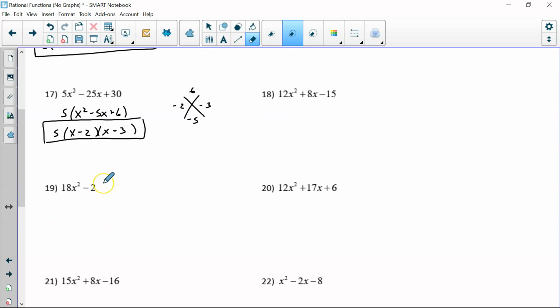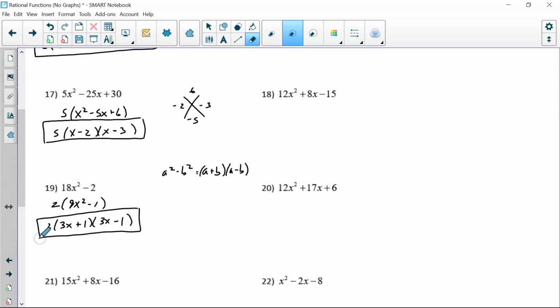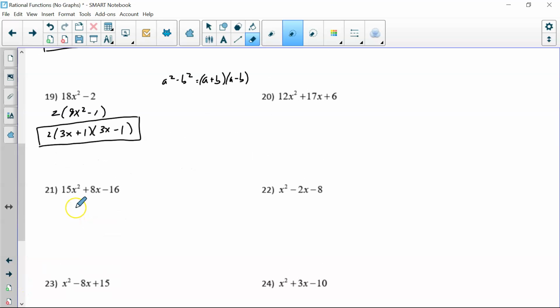Number 19, common factor. We can take out a 2. So we're left with 2 times 9x squared minus 1. Once again, 9x squared is a perfect square. So it's going to be a plus b, a minus b. So it's 2 times. Now, the square root of 9x squared is 3x. The square root of 1 is 1. And then we just put our plus and our minus. And we are factored. There we go. That's why that special case is so important to know. It just makes things so much easier.